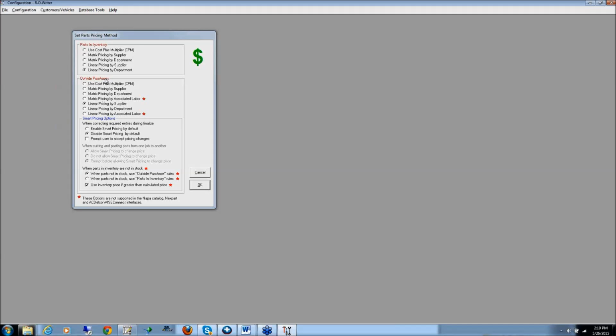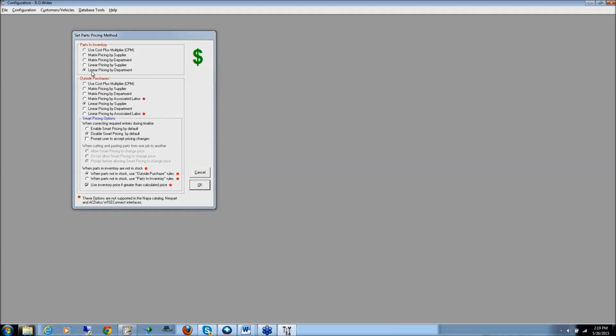Parts inventory and then outside purchases. Again, we can establish differing rules between parts that are on our shelf and parts that are on the outside. If I was to go through this list one by one, you'll find that the same 5 options that exist for parts that are in inventory also exist for parts that we're buying on the outside, with one additional option, meaning matrix pricing and or linear pricing, both by what we call associated labor.